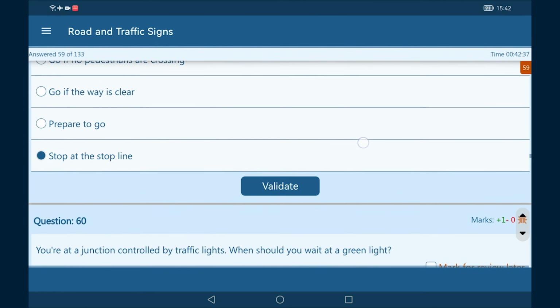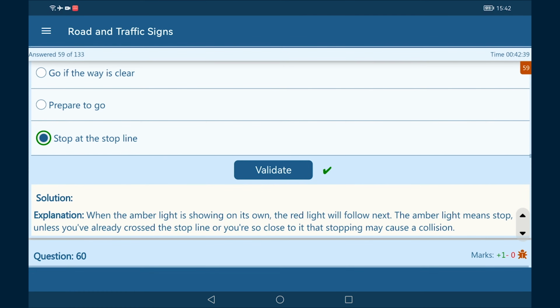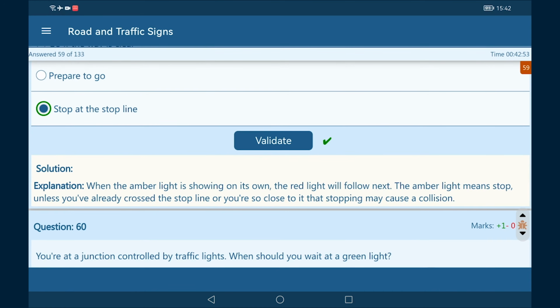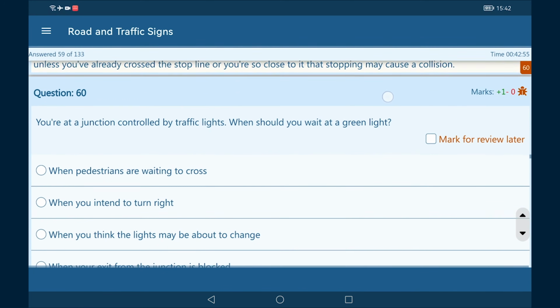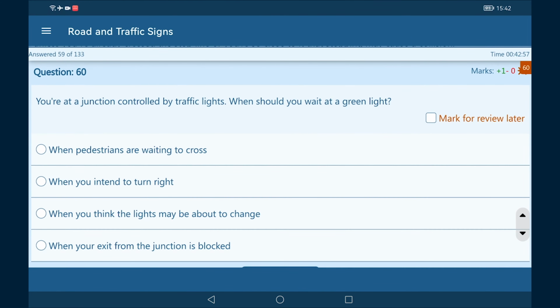Explanation. When the amber light is showing on its own, the red light will follow next. The amber light means stop, unless you've already crossed the stop line or you're so close to it that stopping may cause a collision. Question 60. You're at a junction controlled by traffic lights. When should you wait at a green light?